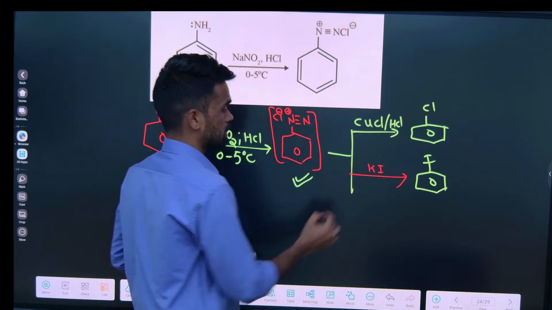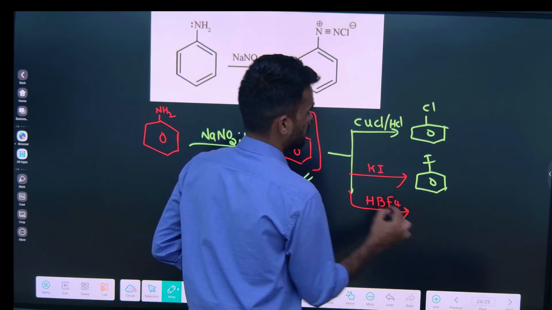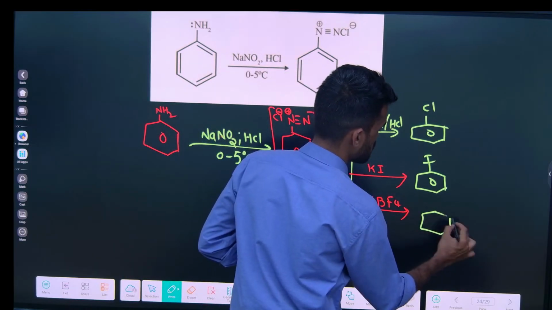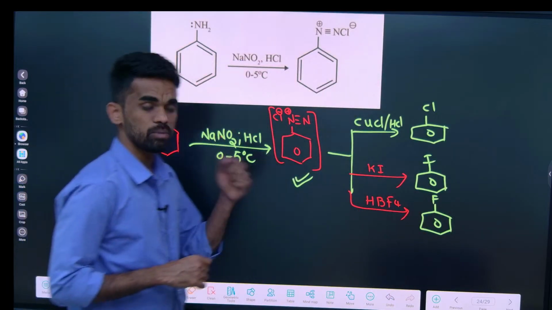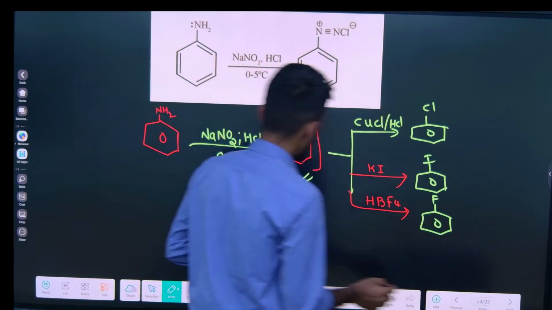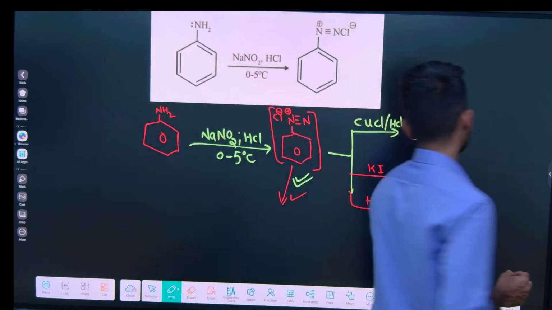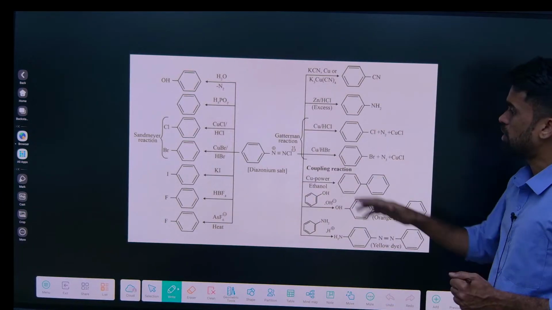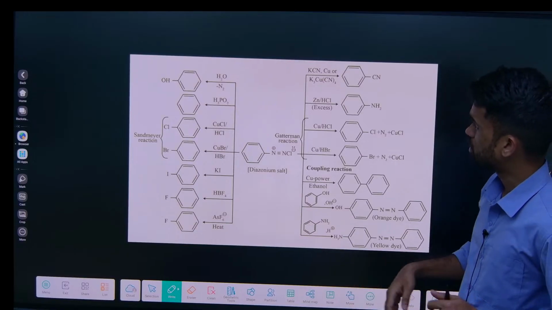Next, you can treat this with HBF4. You can call it the Balz-Schiemann reaction. Fluorobenzene is the product formed. These are some important reactions to be remembered. Now there are some coupling reactions with this. Let us discuss those also. These are all important reactions of diazonium salt to be remembered. We will discuss them one by one.